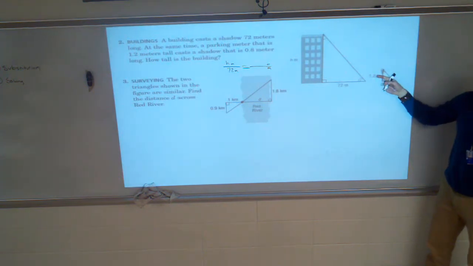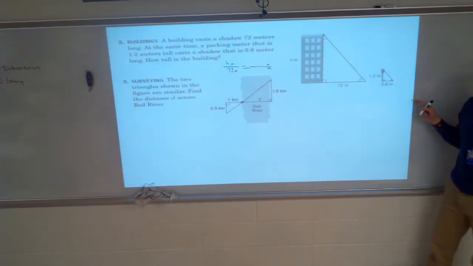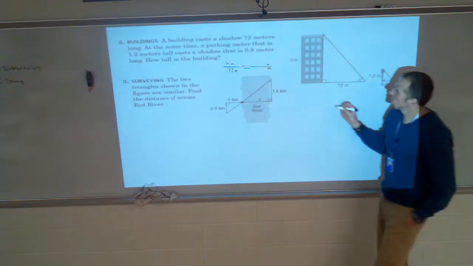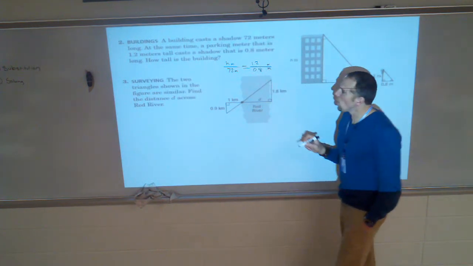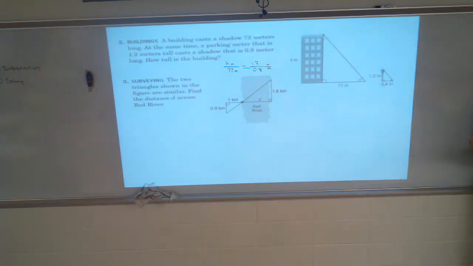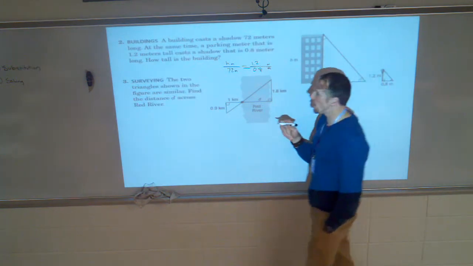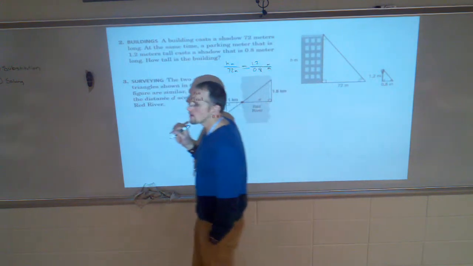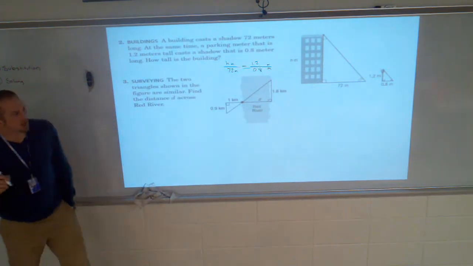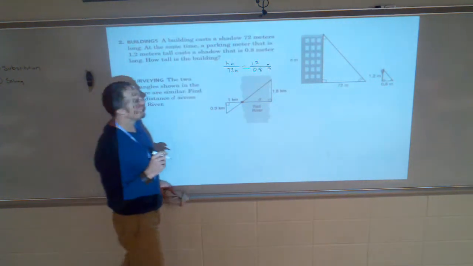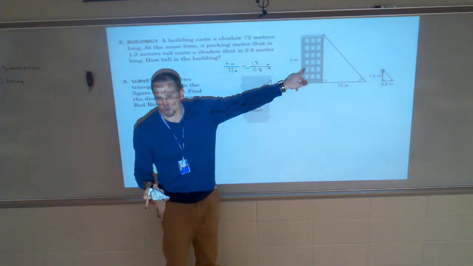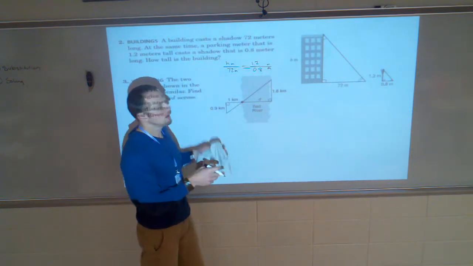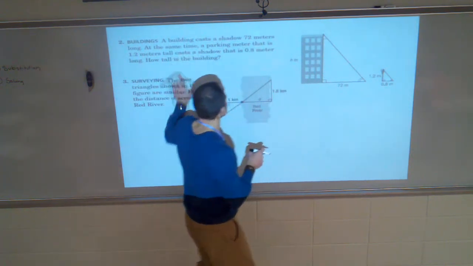So Abby, what is my ratio going to be over here? Very good. 1.2 over 0.8. That's how we set up a proportion. So then we just solve it. Bryce, what was that answer? 108 meters. It's 108 meters tall. By the way, this is the way that we're going to measure the school tomorrow. All right? This is how we're going to measure the school tomorrow.